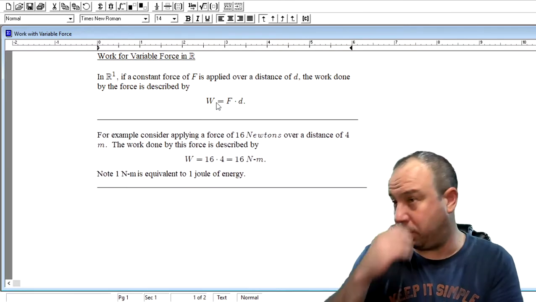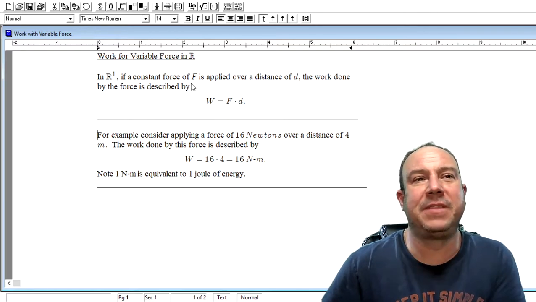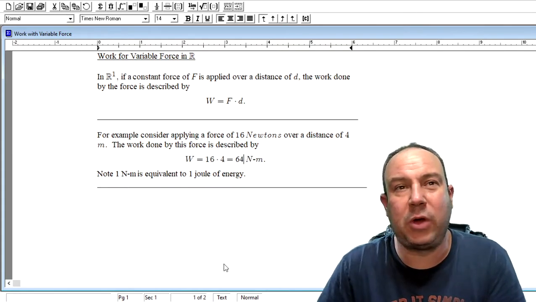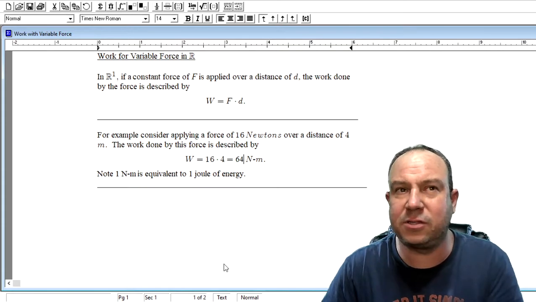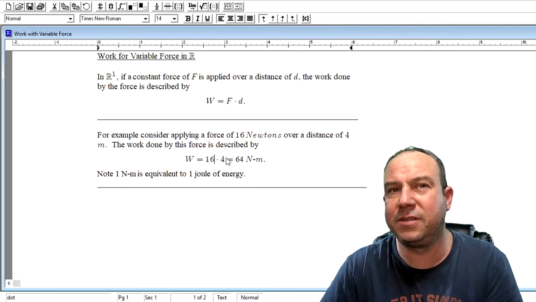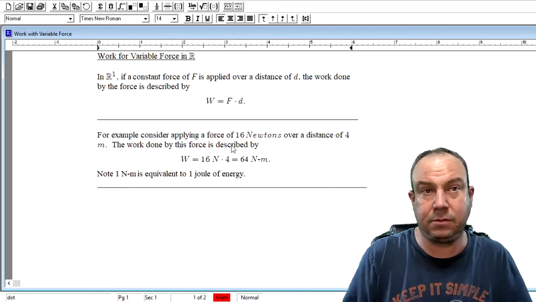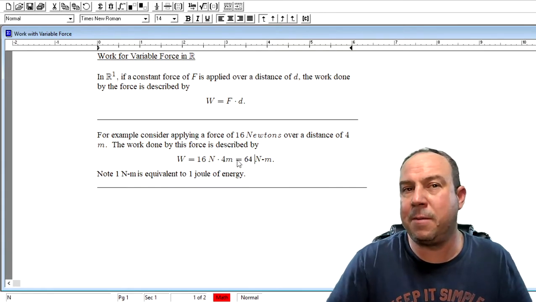For example, consider applying a force of 16 newtons over a distance of 4 meters. And I already see my error here. Let me fix this real quick. If we apply 16 newtons of force over a distance of 4 meters, the work done by this force is described by the calculation 16 times 4. 16 newtons of force times 4 meters. We could even put our labels in there. 16 newtons times 4 meters equates to 64 Newton meters, folks.